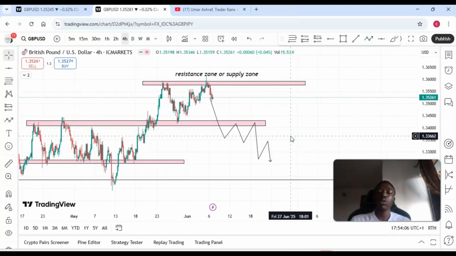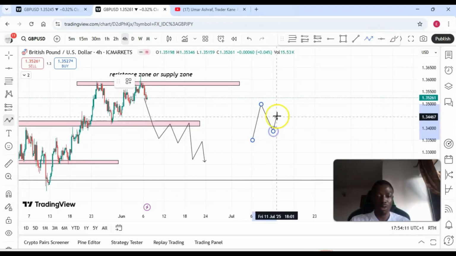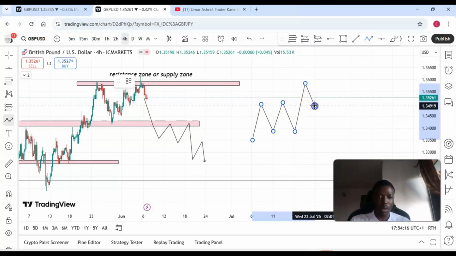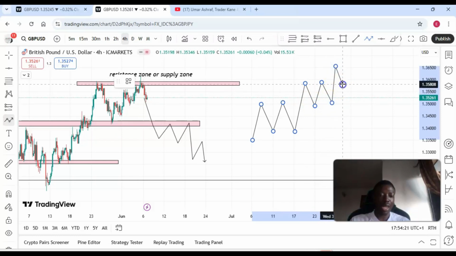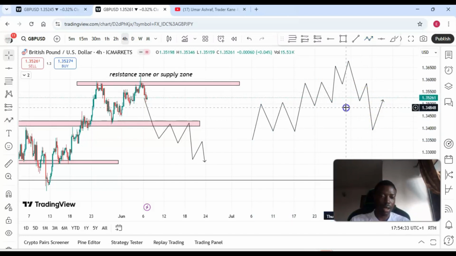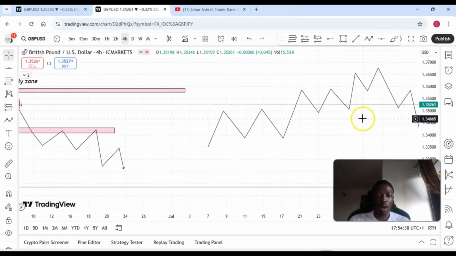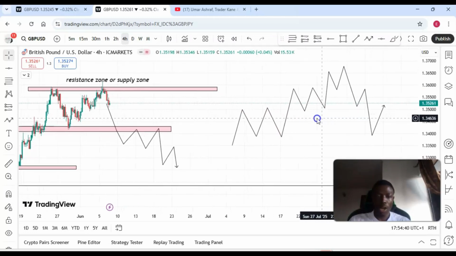And how do you know how to draw it? It's very simple. Let's take something like this. Let's say this is a current market structure. We have something like this. Let's say the market is in an uptrend. Okay. Now, let's say we have a market structure like this. How do you draw out your zones?